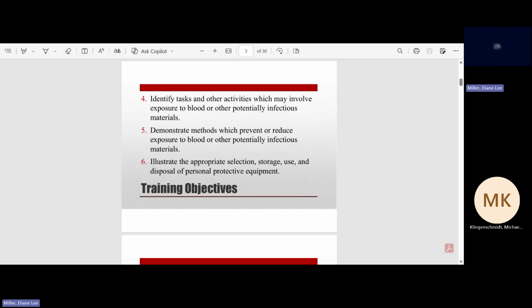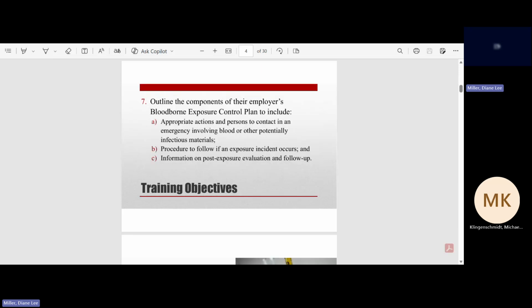And finally, we will be outlining the components of our bloodborne exposure control plan, including appropriate actions and who you should contact in an emergency involving blood or other potentially infectious materials, the procedures you should follow if an exposure incident occurs, and information on the post-exposure evaluation and follow-up.